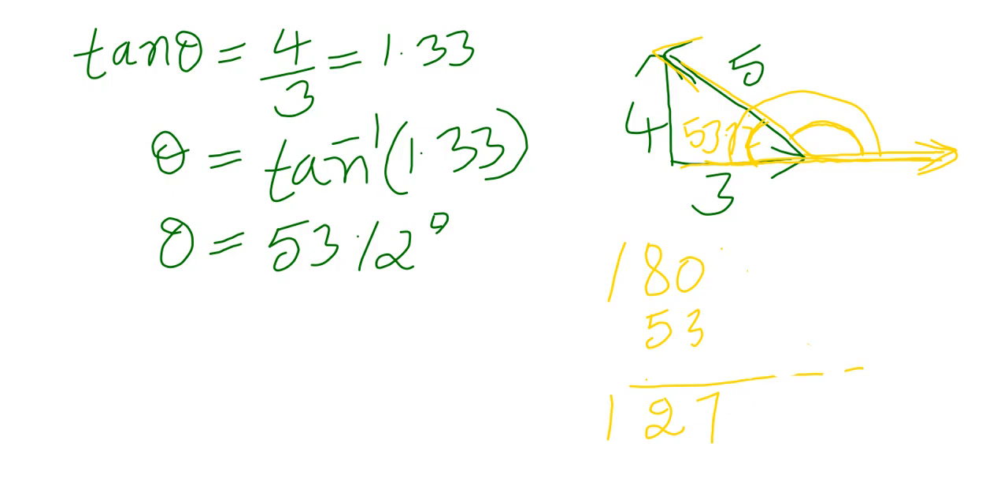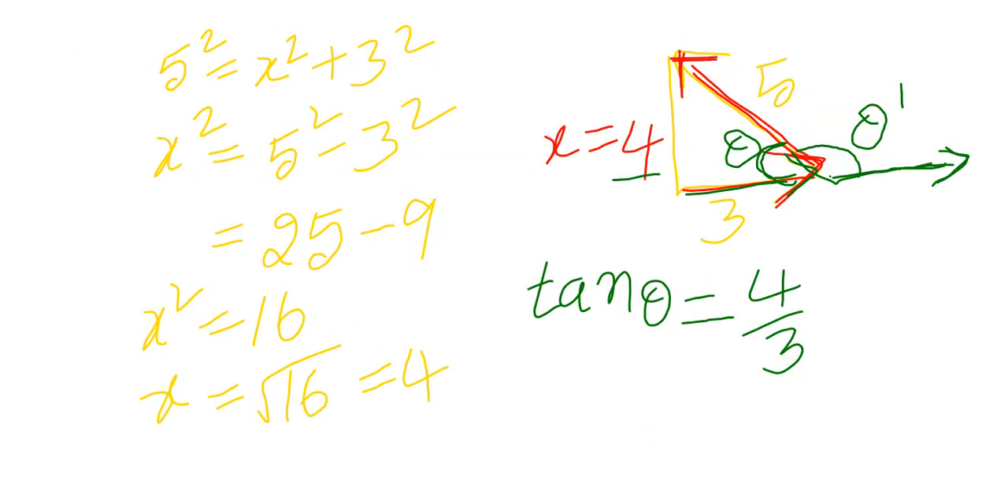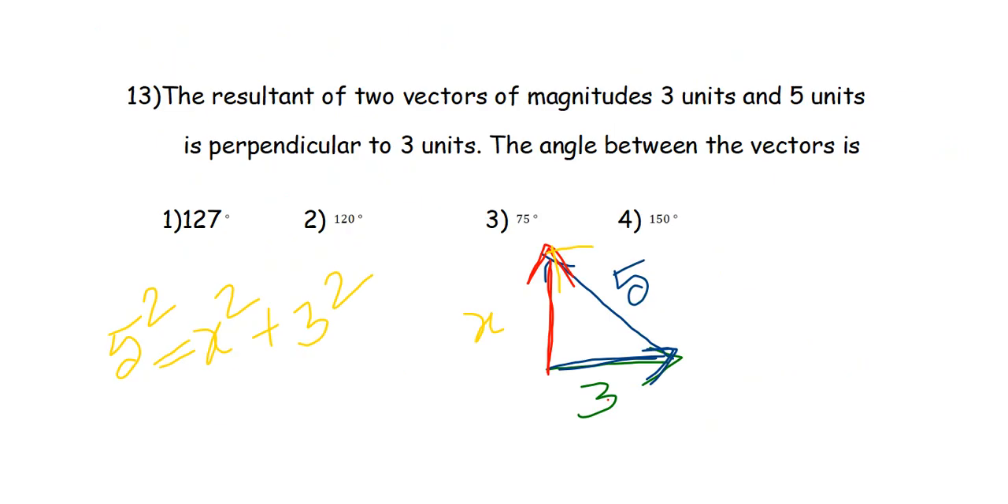127 degrees. So here the angle is 127 degrees. The angle between these two vectors is 127 degrees. Here the first option is the correct one. The angle between these two vectors is 127 degrees.